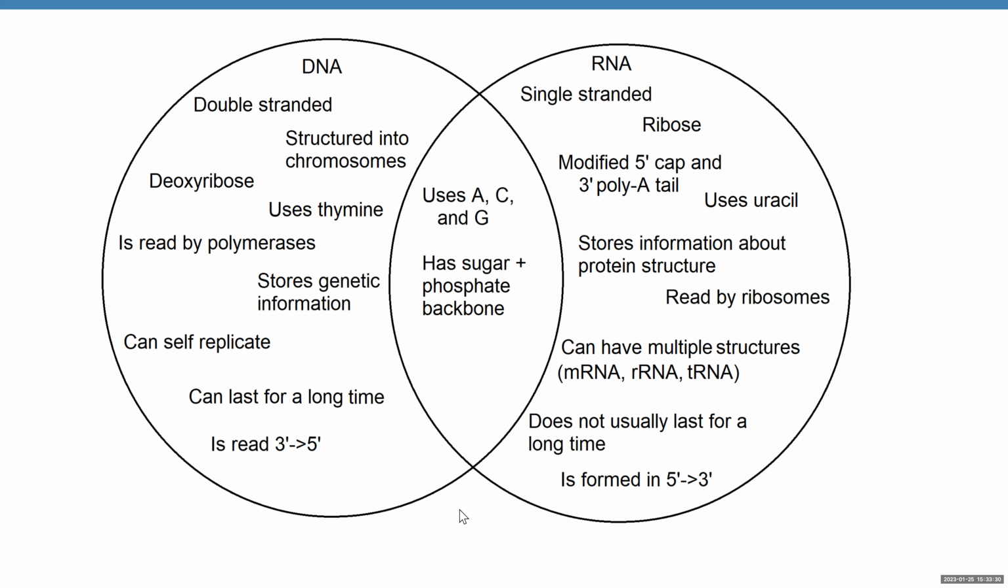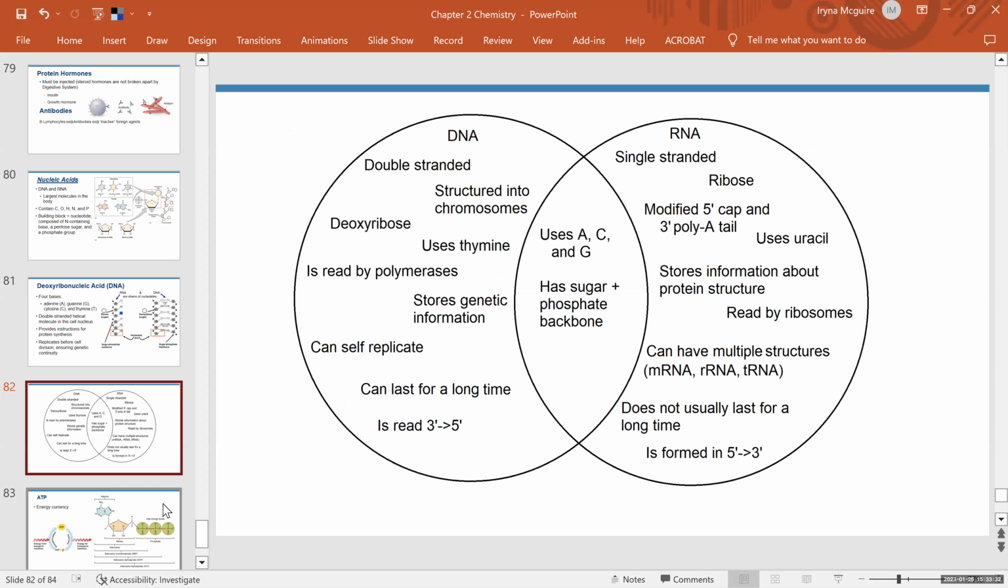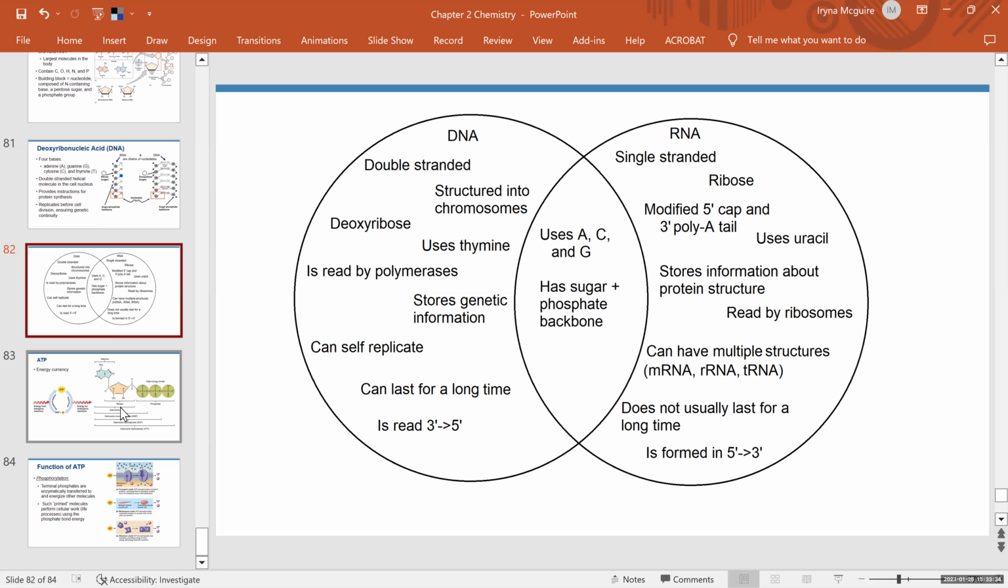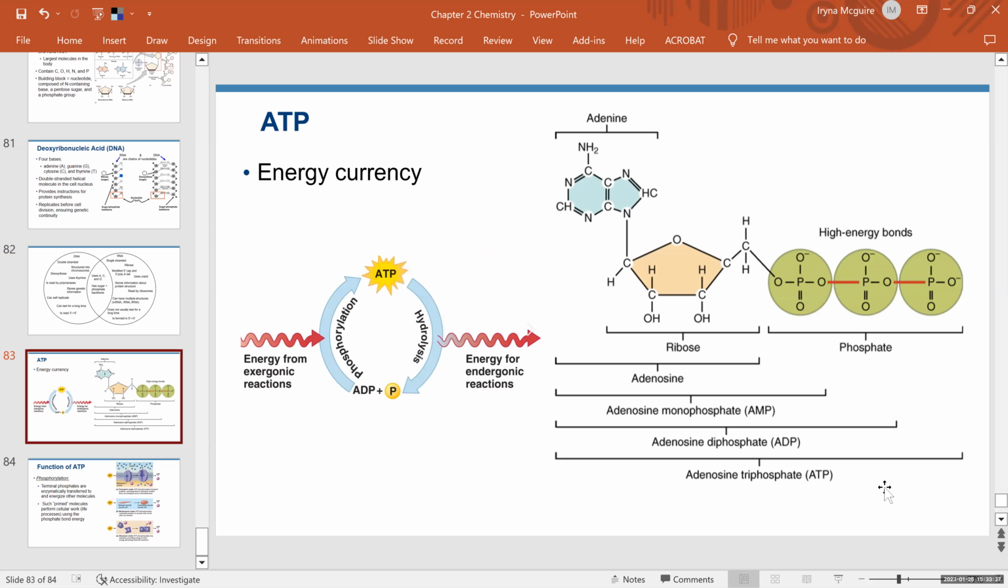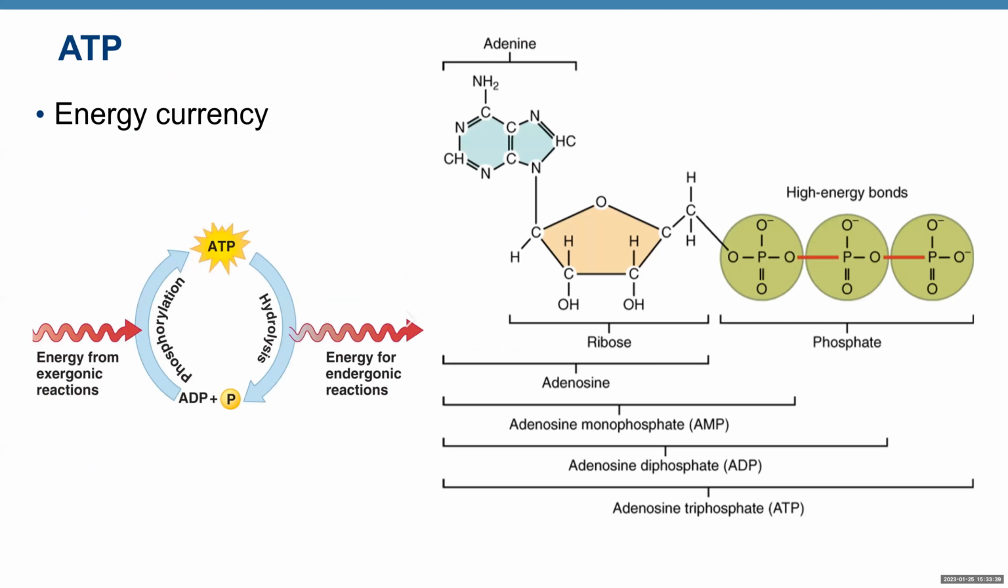Okay, so let's see if I have something else. Yeah, so I have 2 more slides over here to cover, and we will talk about ATP. Now, ATP is an energy currency and it's a nucleotide. So remember, DNA and RNA are made from nucleotides.